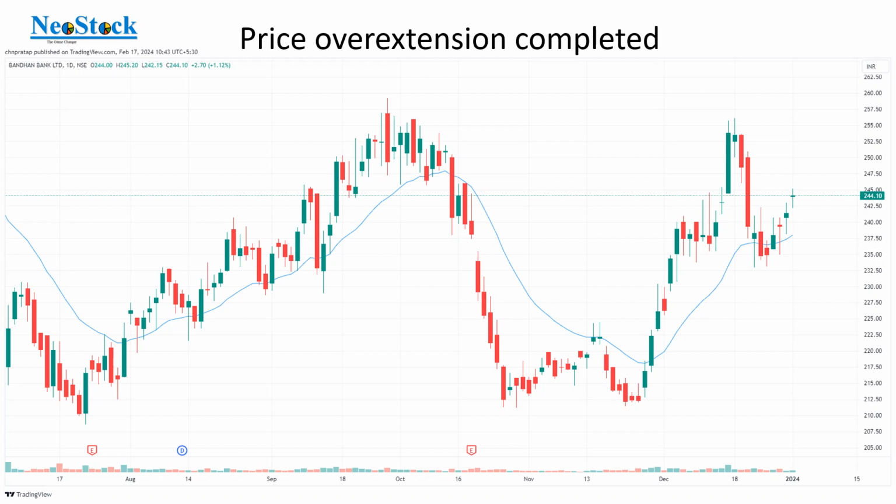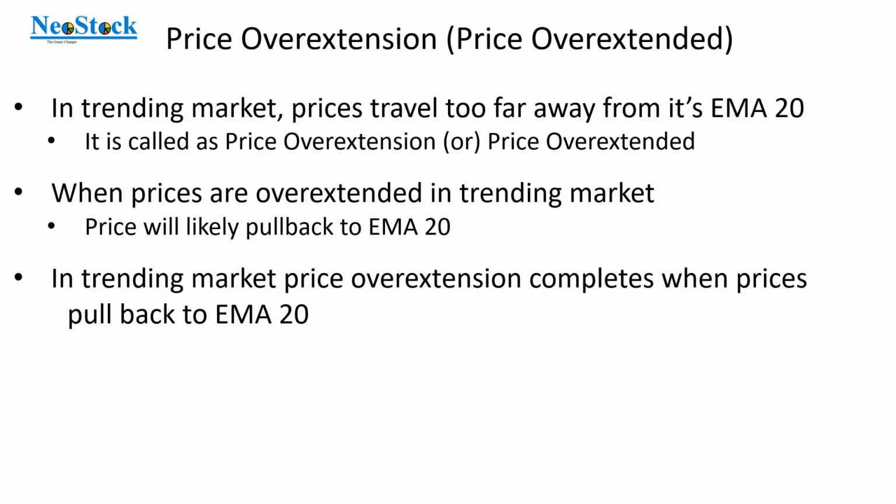Or what else can we do? We can wait until the prices pull back to the EMA 20. You don't do anything, you simply wait until prices reach the EMA 20. What else can we do other than this? That we will discuss in the next slide. But before that, one more important point we need to complete.